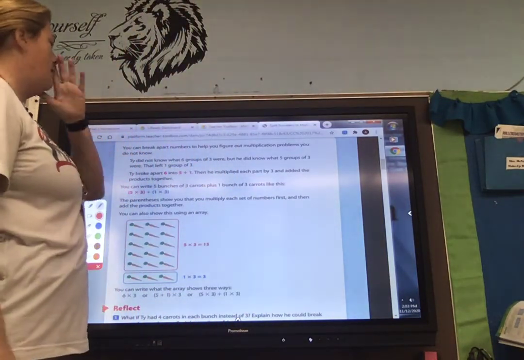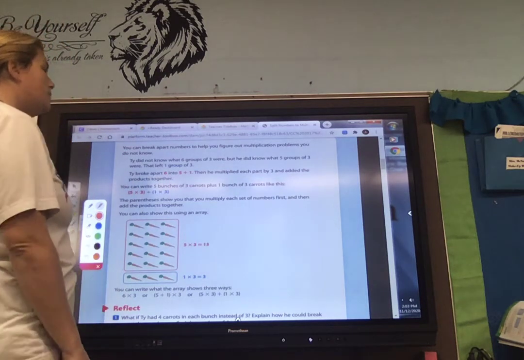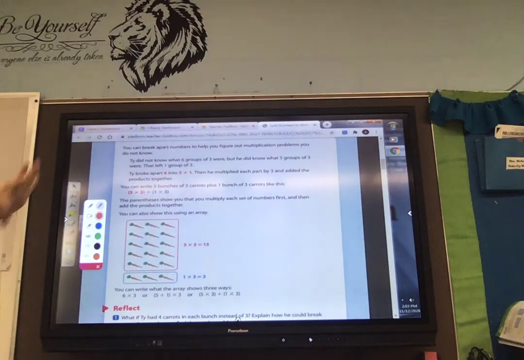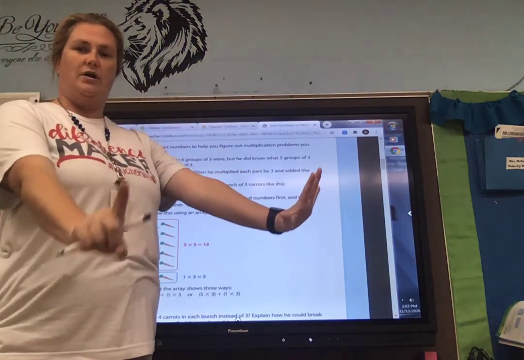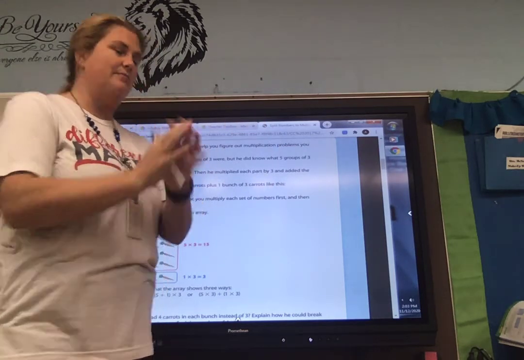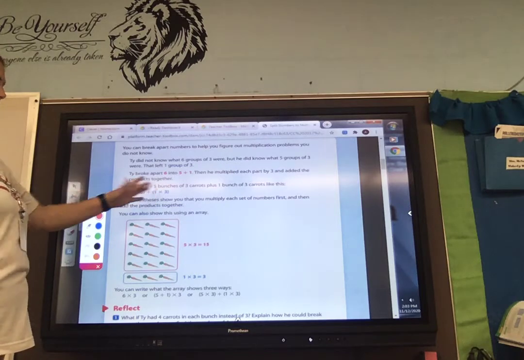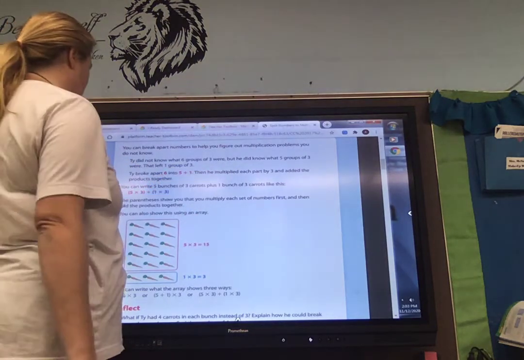Ty did not know what 6 groups of 3 were, but he knew what 5 groups of 3 were, and he knew what 1 group of 3 was. So he broke a 6 into 5 and 1. He did 2 smaller problems, and then he added them back together. He did 5 times 3 and 1 times 3, and then added them back together.